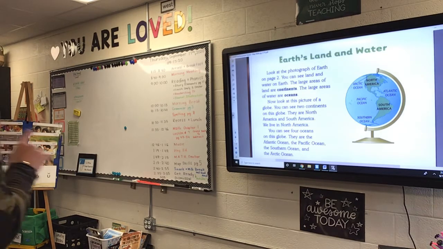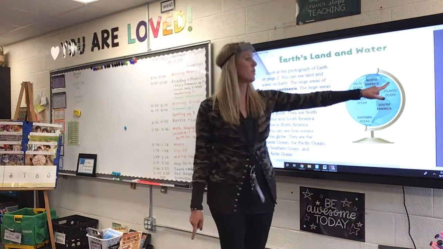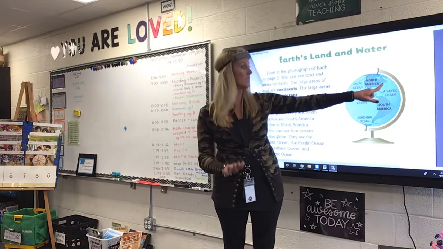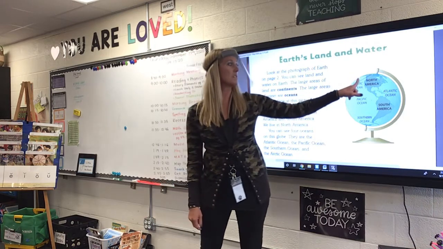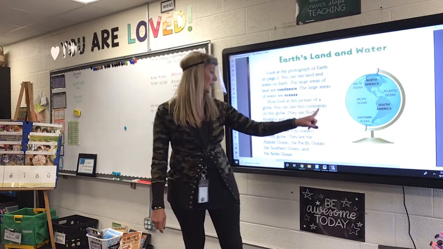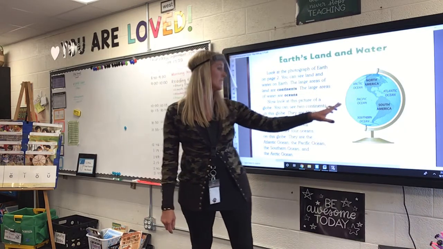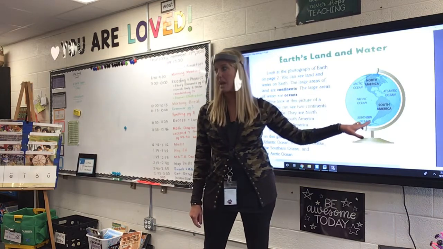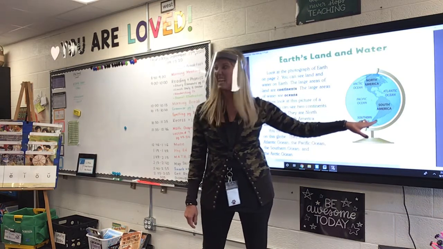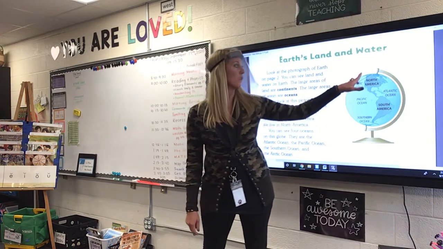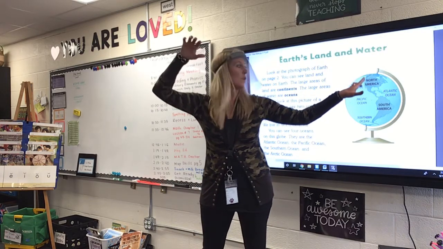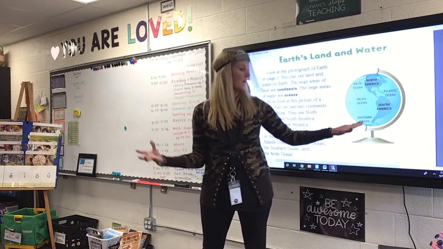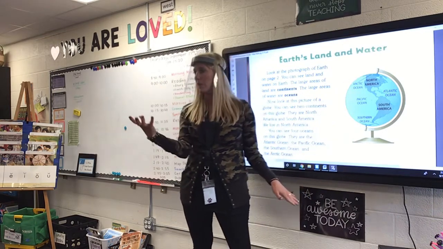They are the Atlantic, which is over here on the east coast, and the Pacific, which is on the west coast. And then we have the Southern, which is way down here at the bottom, kind of by Antarctica. And then we have the Arctic Ocean, which is at the top, like the North Pole. Okay? So the Arctic is at the North Pole. The Southern is at the South Pole.